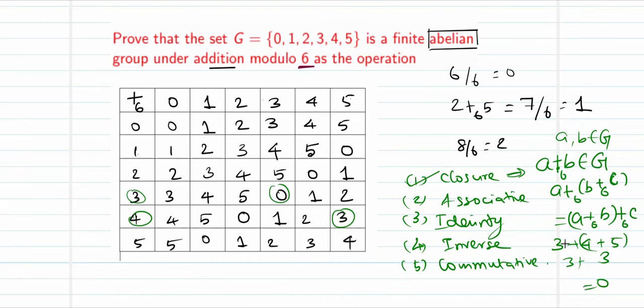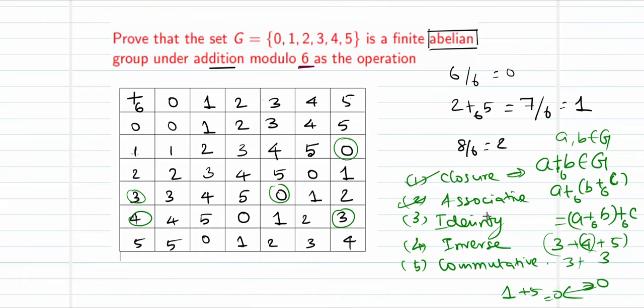Now check the other way around. What is going to be 3 plus 4? 3 and 4 makes it as 1. And 1 plus 5, 1 and 5 makes it as 0. So you have both the sides to be 0, and you can say that associative law is going to be true. Next comes the identity element.